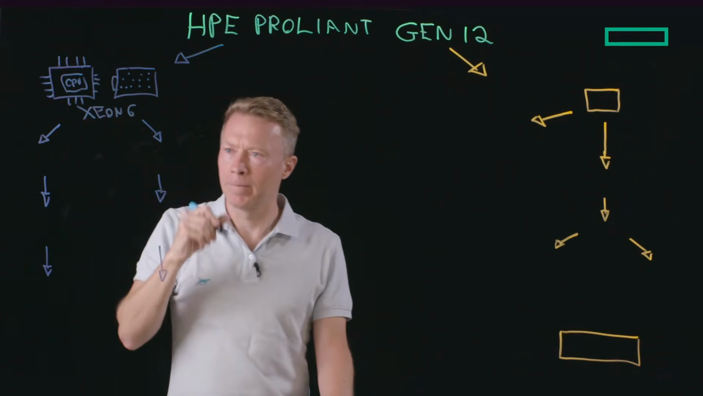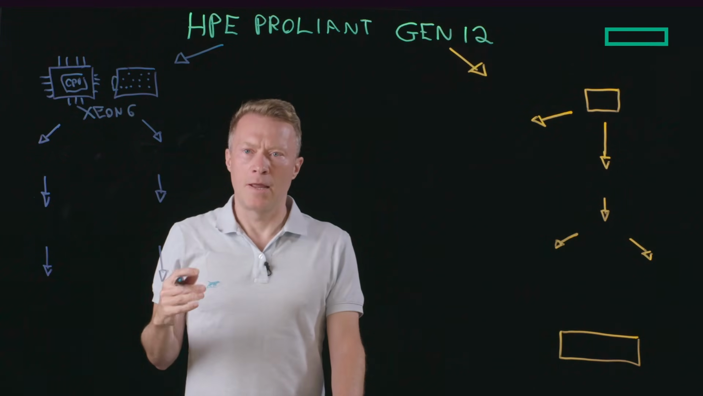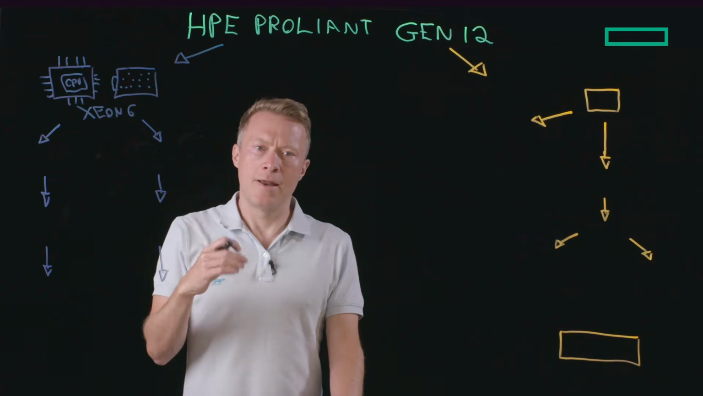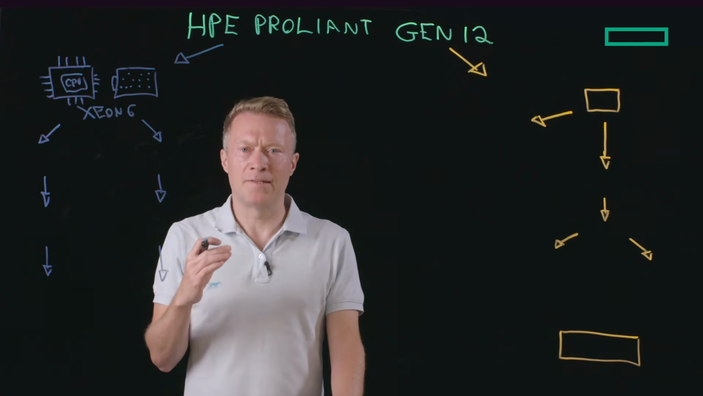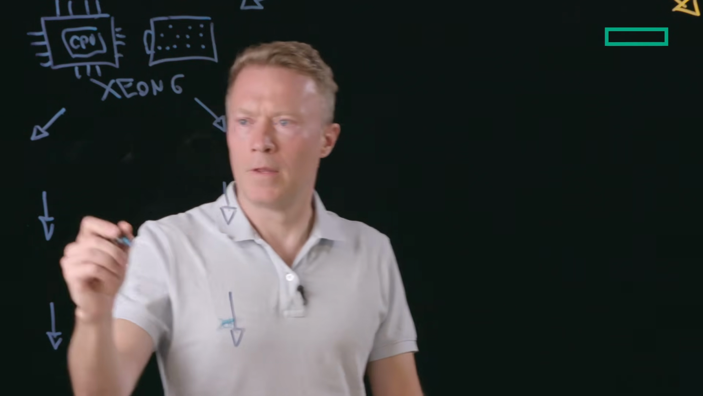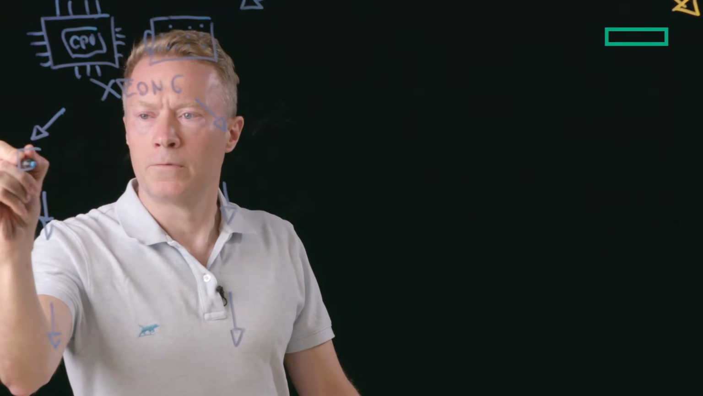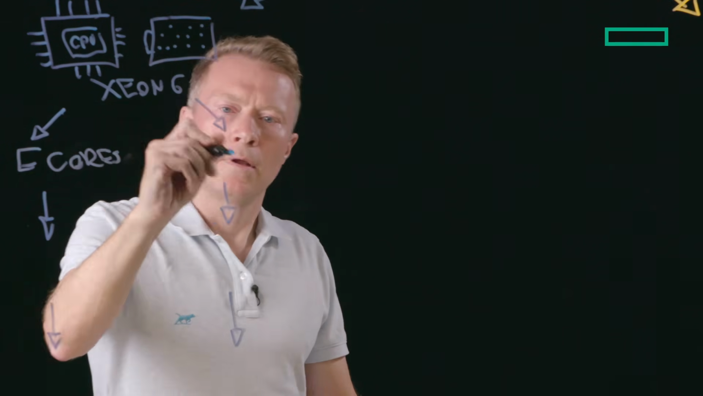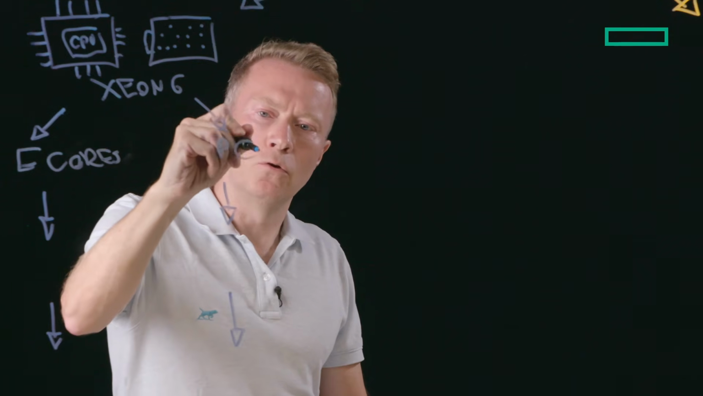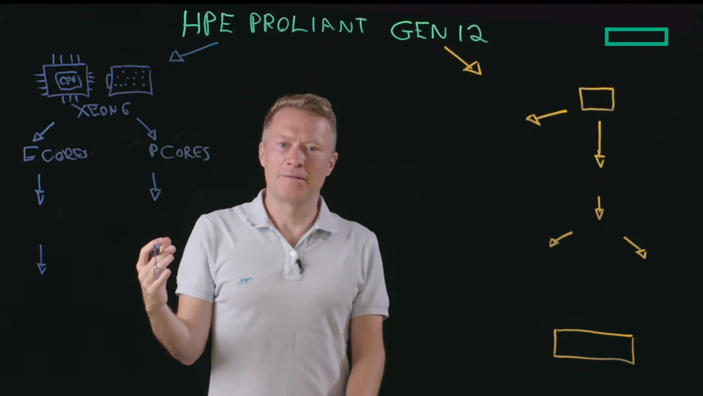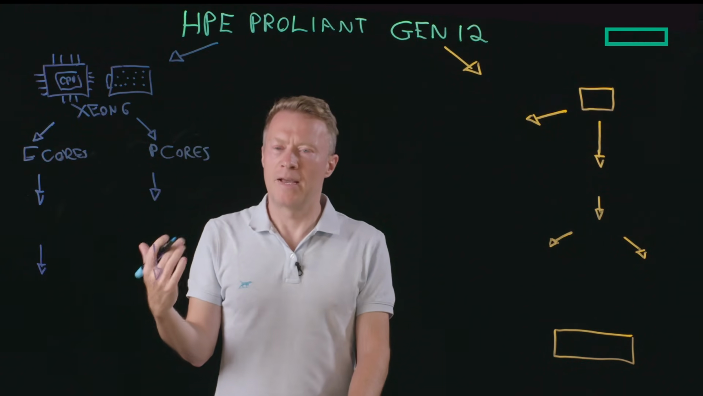Now within Xeon 6, it's quite important to be aware there's two different cores. Never has infrastructure been so important in this age of AI. There are two very different core types: E cores and P cores. Efficiency cores and performance cores. Makes it easier to think about.